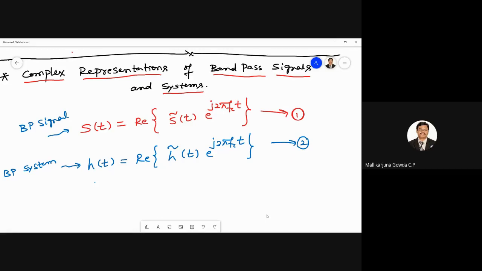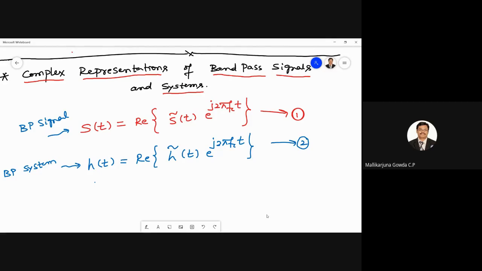I said in these two equations, we find the presence of the exponential factor, right? And this exponential factor complicates the analysis of the bandpass system, right, which is driven by the bandpass signal. Okay. Hope you are getting my point. I have a bandpass system having an impulse response h of t, right? For that, the input is the bandpass signal. But looking at these two equations, both are multiplied by the exponential factor, which will complicate the analysis of the bandpass system that is driven by this bandpass signal.